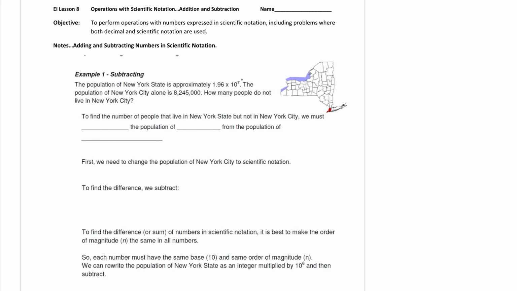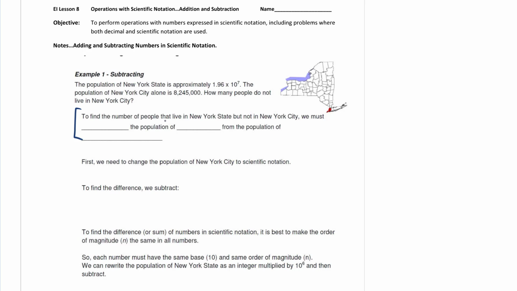We know that the population of New York is approximately 1.96 times 10 to the 7th, and New York City alone is 8,245,000. How many people do not live in New York City? Fill in the blanks here. I'd love it if you gave this a shot on your own. So go ahead and pause the video and give it a try.